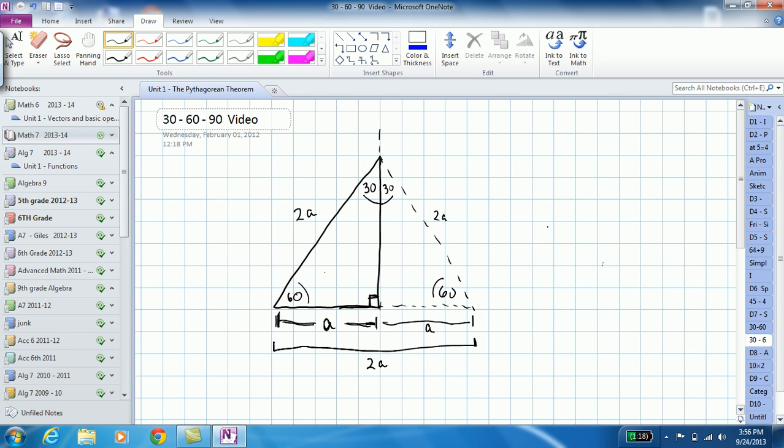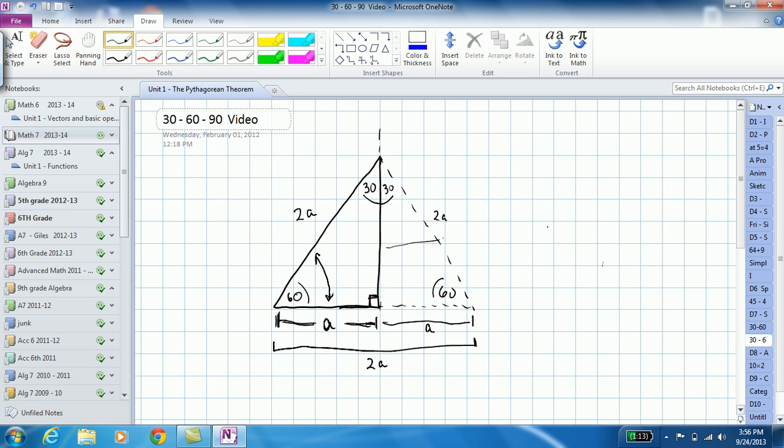So the first relationship in a 30-60-90 triangle is this fairly easy one, that the hypotenuse, the longest part of the triangle, is twice the short leg, the one that's opposite the 30-degree angle. So the short side, opposite the 30-degree angle, is doubled to get the hypotenuse. Or if you have the hypotenuse, you take half of it and you have the short leg. So that's a nice relationship.